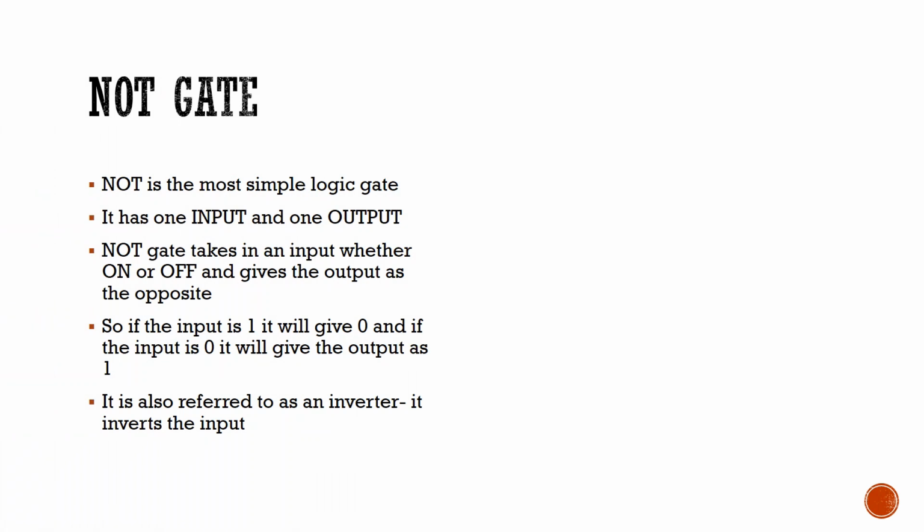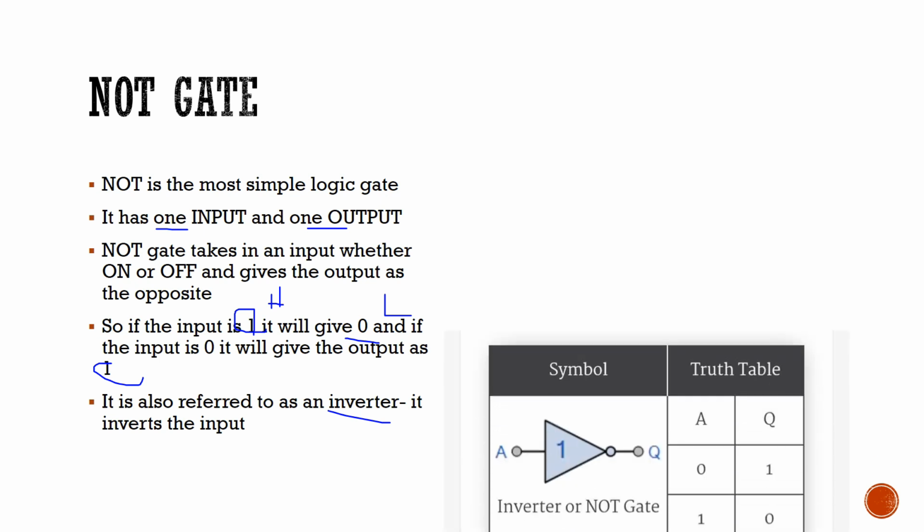We'll start with the NOT gate. This is the most simple logic gate, and it has only one input and one output. It's basically very simple. A NOT gate takes in an input, whether it is on or off, and just gives the exact opposite of it. It inverts the input signal. So if you input a 1, which is a logic high, it will give you a 0, which is a logic low. If the input is 0, it will give an output of 1. It is also referred to as an inverter because it inverts the input.